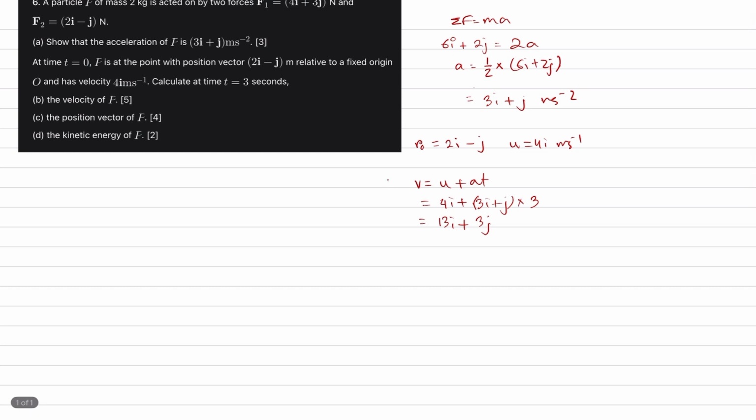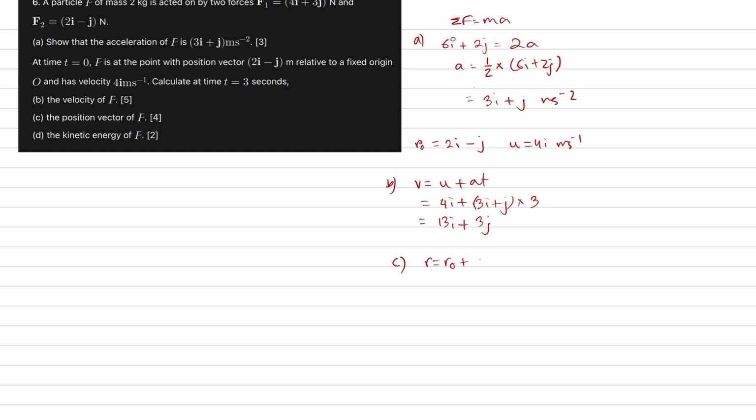The position vector of P at time t equals 3. This was part B, this was part A. Position vector of P at t equals 3. So what do we know? r is equal to r naught plus the extra displacement, right? Not just vt. I know it can be tempting to say r equals r naught plus vt, but that is only appropriate when you're moving at constant velocity. So we can't use vt for the extra displacement. Instead, we have to use ut plus half at squared.